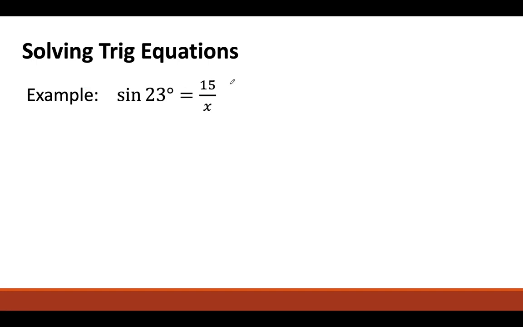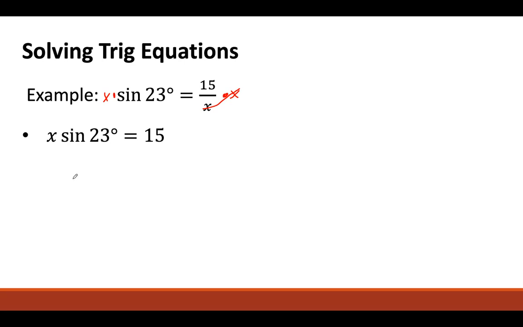Okay, let's look at this example. In this example, we have sine of 23 degrees equals 15 over x. But if you notice, x is in the denominator. So I'm going to start off by multiplying x on both sides to get it out of the denominator. And when we do that, our x's cancel on the right side, and you should get x times sine 23 degrees equals 15. But x is still not by itself.